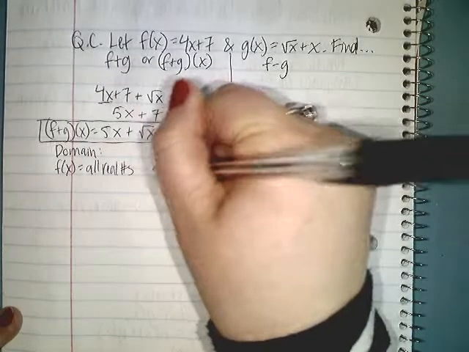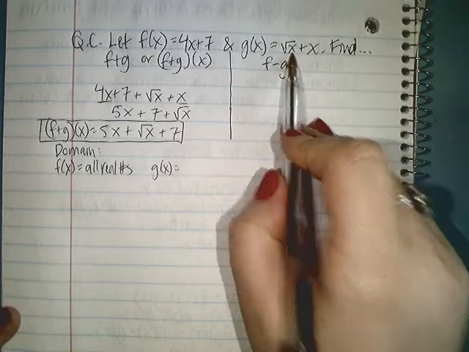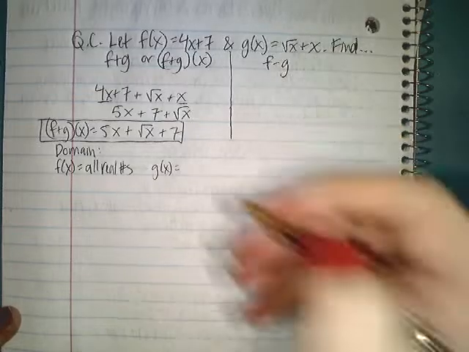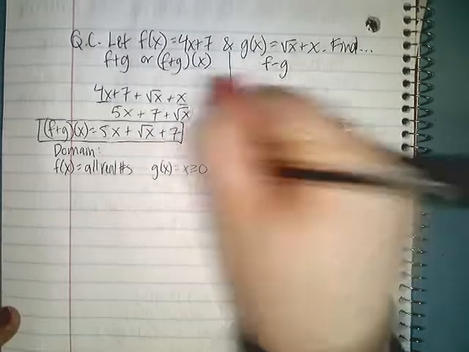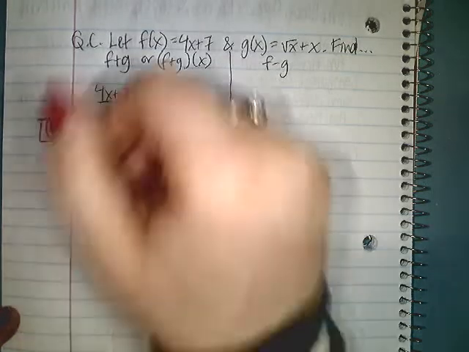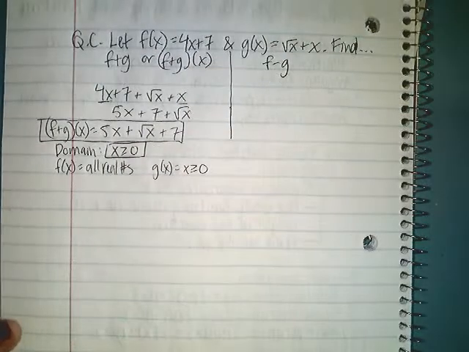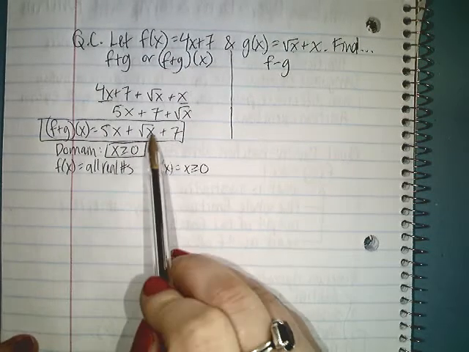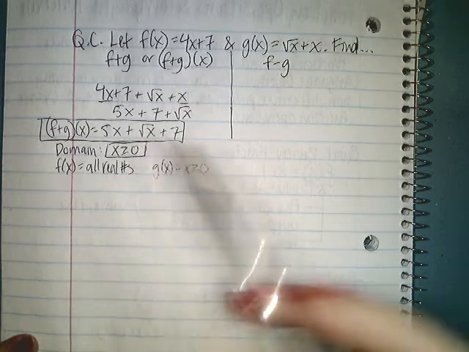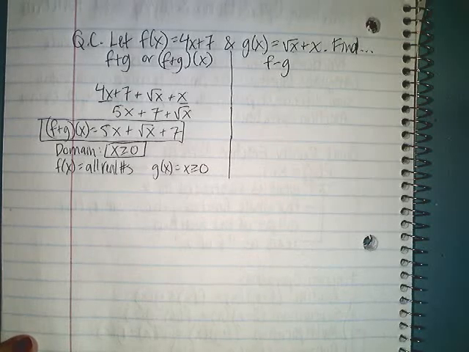G of x, the domain would be, since I have a square root, I know I'm not allowed to have a negative under the square root. So my domain for g of x would have to be x is greater than or equal to 0. Since this is all reals, this is more restrictive, I have to go with the more restrictive domain and say that the domain would be x is greater than or equal to 0, because I don't ever want to plug in a negative number and get an undefined value under my square root. So I have to say x is greater than or equal to 0.